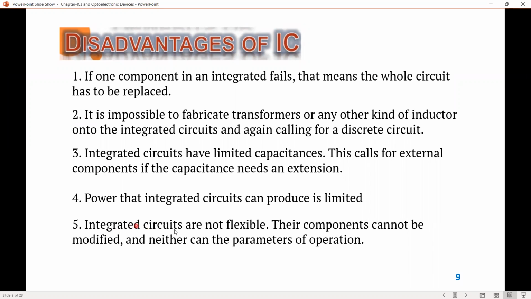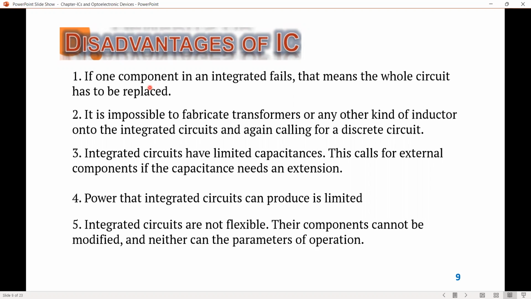One of them, integrated circuits are not flexible. Yes, because of the first point, we know that if any component fails or gets damaged, we cannot reuse that IC. So this is the point, that integrated circuits are not flexible. Their components cannot be modified and neither can the parameters of operation.